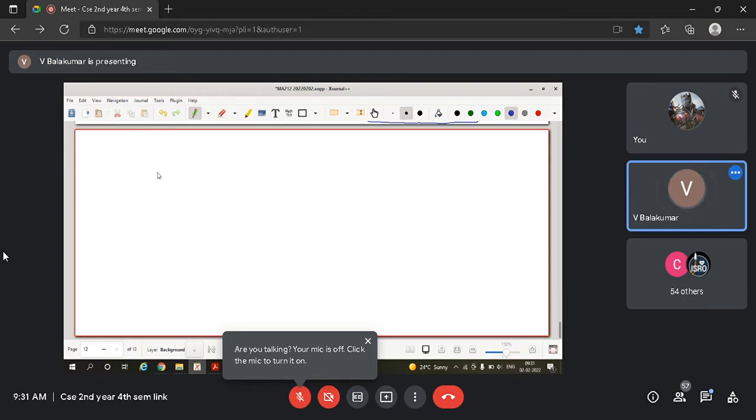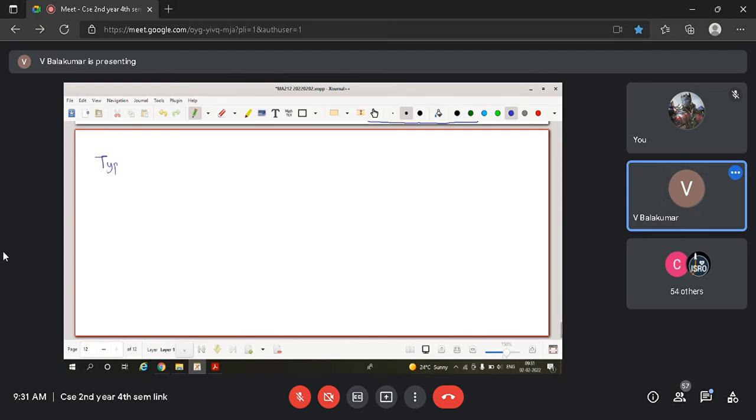Before that, we can talk about types of random variables. Today we will discuss that also. Types of random variable. There are two major types. One, discrete random variable.